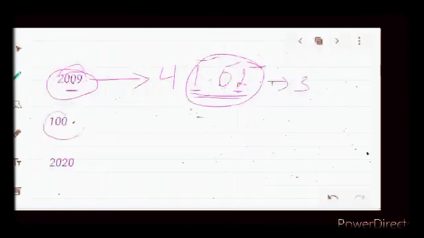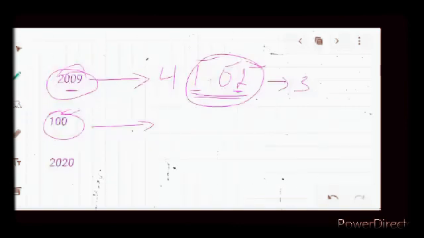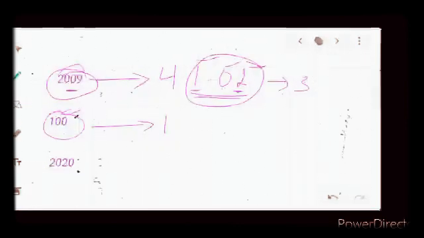So the next one is 100. Here you have to be very careful. In 100 we have 3 digits, 1, 0 and 0. But here only 1 is significant, so there will be only one significant figure.